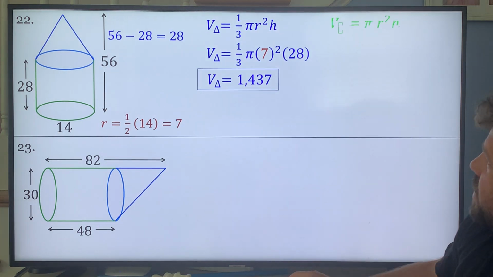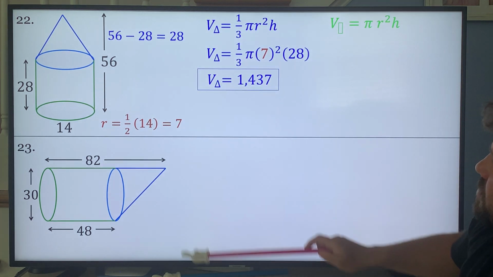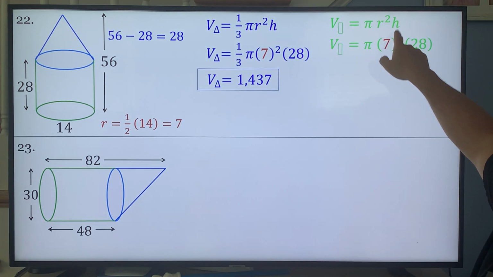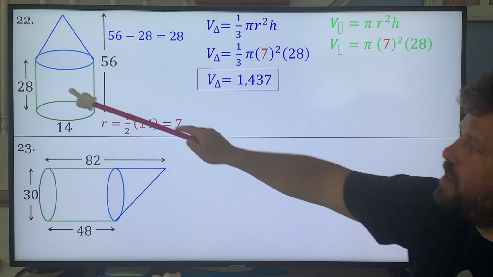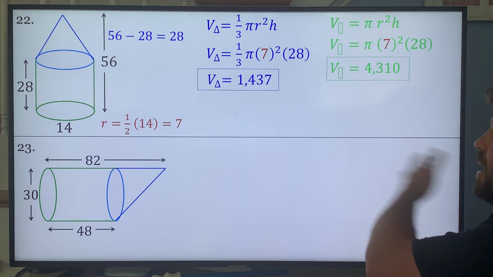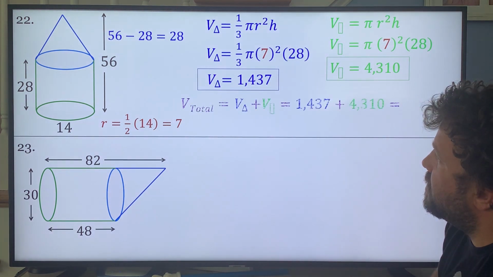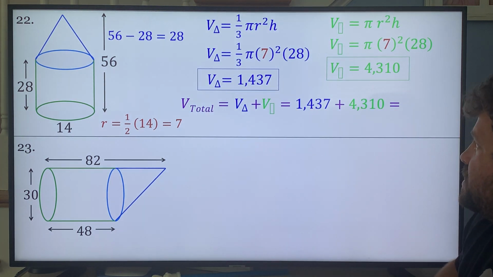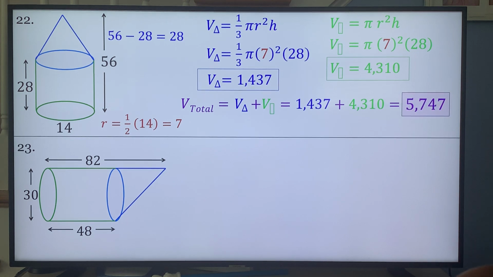Pi r squared h right here. Same radius, which is 7. Pi times 7 squared times 28, because the 28 is the height. 4,310. Add the two together, because one's on top of the other. 1437 plus 4,310. And it gives you 5,747 as an answer. Right?